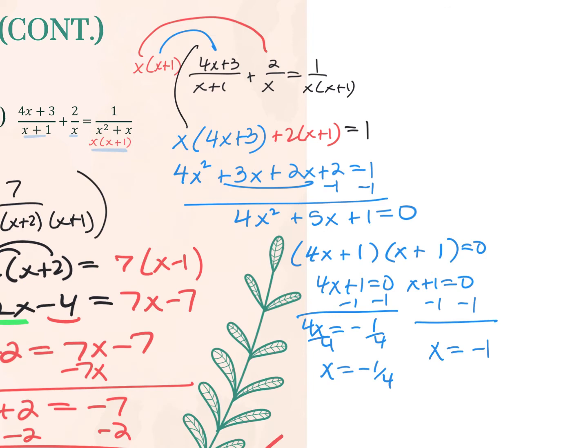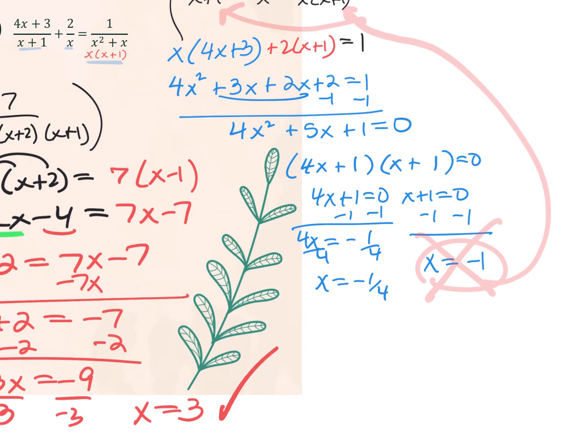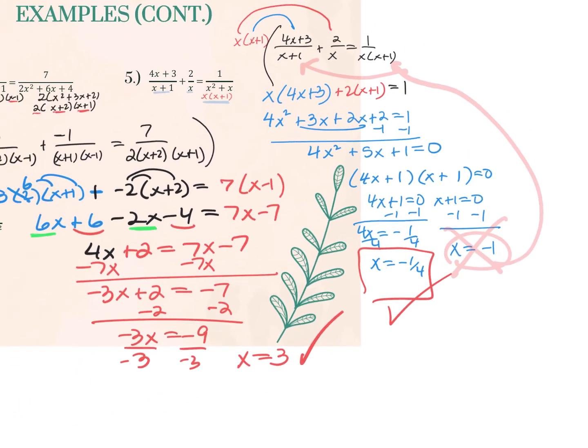And notice when I plug in x equals -1 into here or here, it makes that 0. So that one's out of there. Negative 1/4 doesn't make anything 0. So negative 1/4 is the good answer. So only one extraneous.